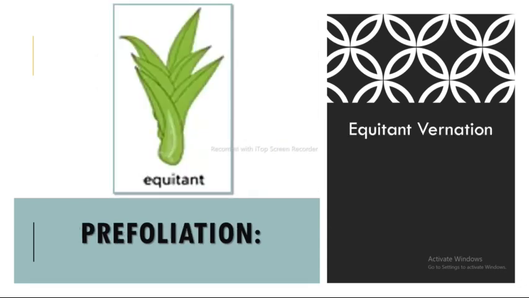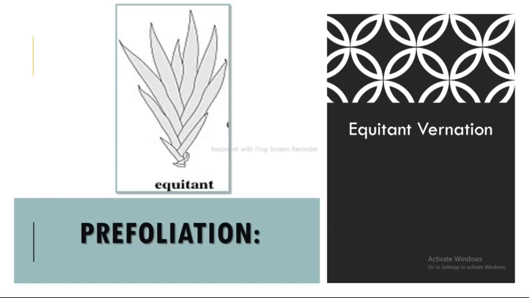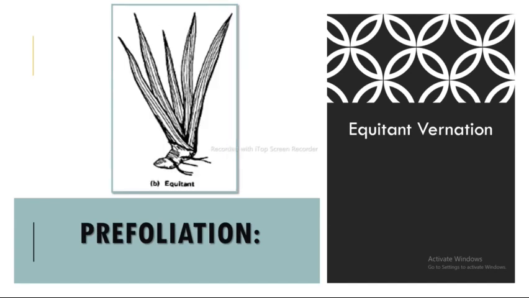Next type of the vernation is equitant vernation. So in case of equitant, here the conduplicate leaves are placed face to face, and one tip completely overlaps the other by both of its margins, as shown in the figure. Again, this is the equitant vernation. You can see very clearly in this picture.